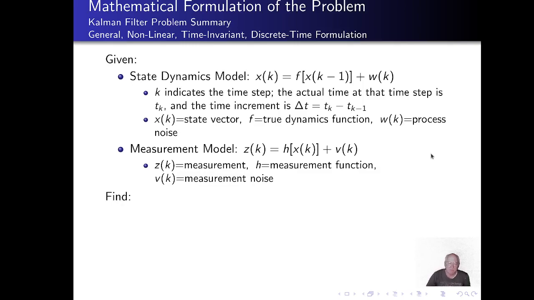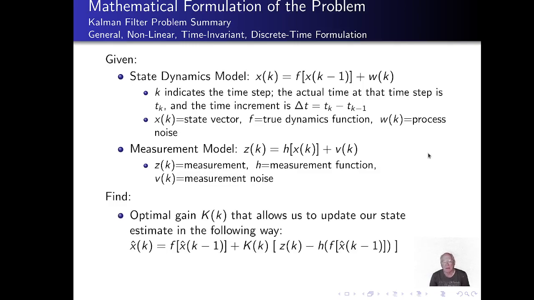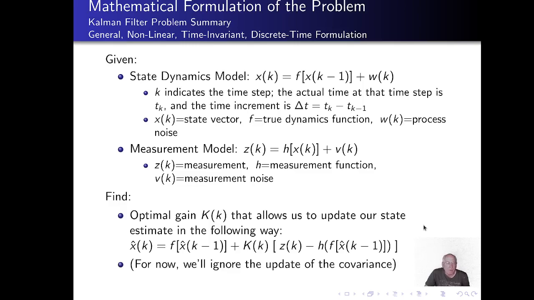So our goal, once we have this mathematical formulation, is to find an optimal gain K, capital K, that allows us to update our state estimate in the following way. As we saw in the running average example, we want our new estimate of x at time step k to be f applied to the old estimate at time k minus 1, plus the gain multiplied by the measurement residual, which is the difference between the measurement and the predicted measurement, which in turn is h applied to f, which is applied to the state estimate at time k minus 1. For now, we're going to ignore the update of the covariance matrix. That's something we'll talk about more in the next video.